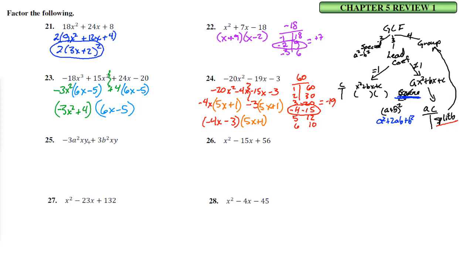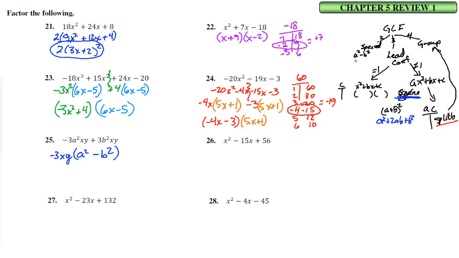Negative 3a squared xy plus 3b squared xy. Let's see if there's a greatest common factor. Certainly there's a 3. We can pull a negative 3 out or a positive 3 if you wanted, either one of those. A's, nope, A's aren't common, but x and y are. I just wrote x squared y, and we're left with a squared minus, pull out the 3 and the xy, b squared. So what's left here has 2 terms, 1, 2.